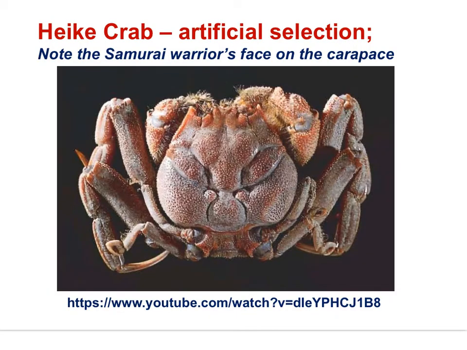The Heike crab is an interesting example of artificial selection. Crab fishermen in Japan, honoring the legend of a samurai warrior, would throw back any crab that appeared to have a face on its carapace. Those crabs with a plain carapace were caught and eaten. Those with any markings resembling a face were thrown back and survived. Selection. Over time, the carapace of the Heike crab population has come to be more and more like a face.